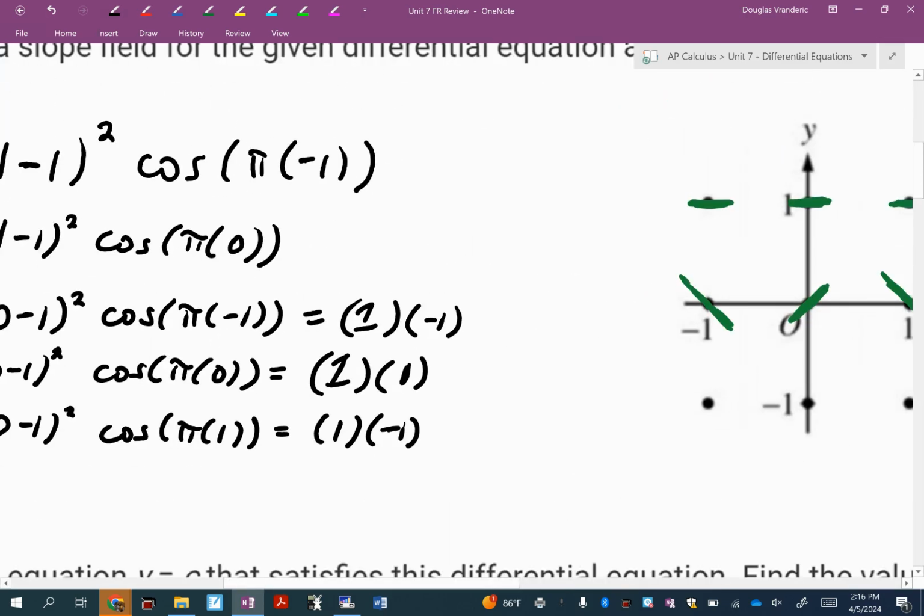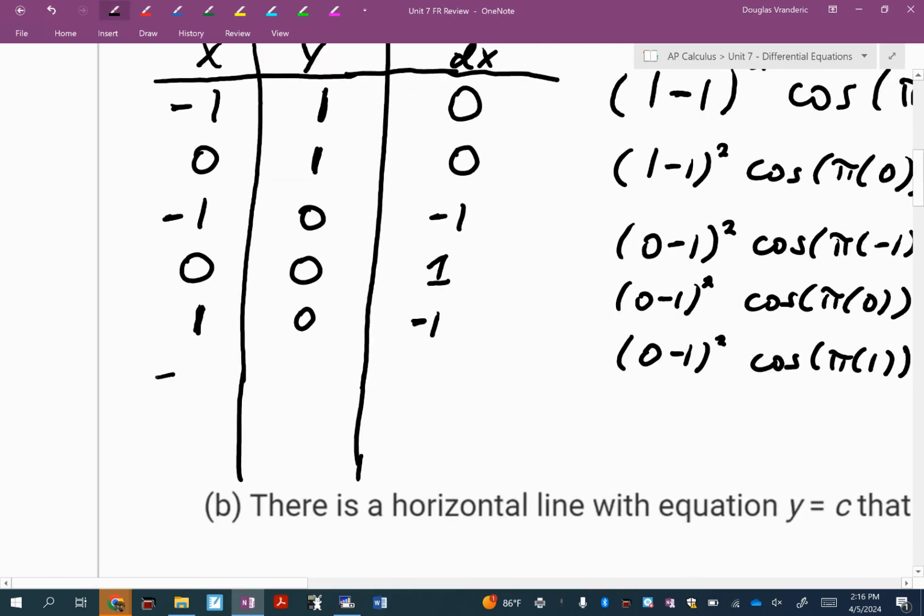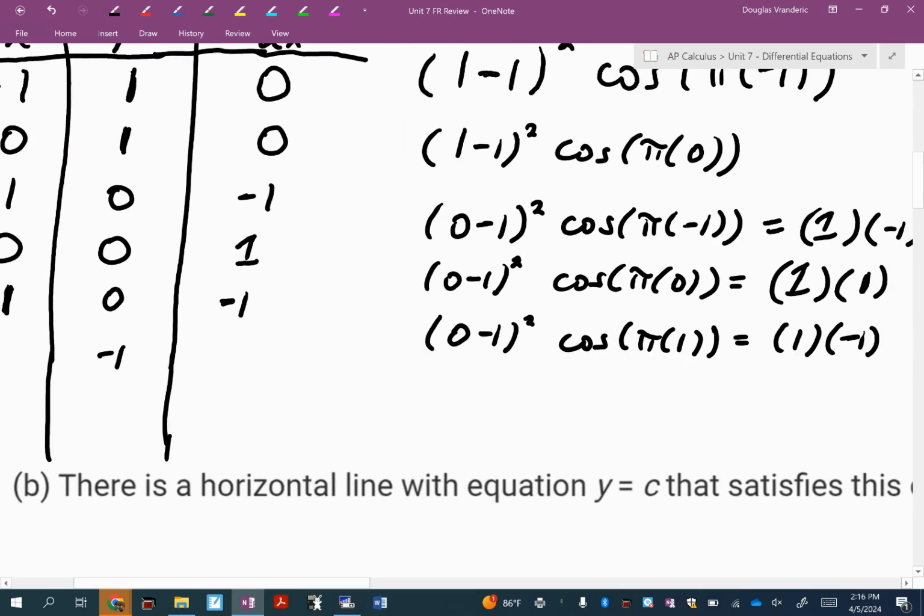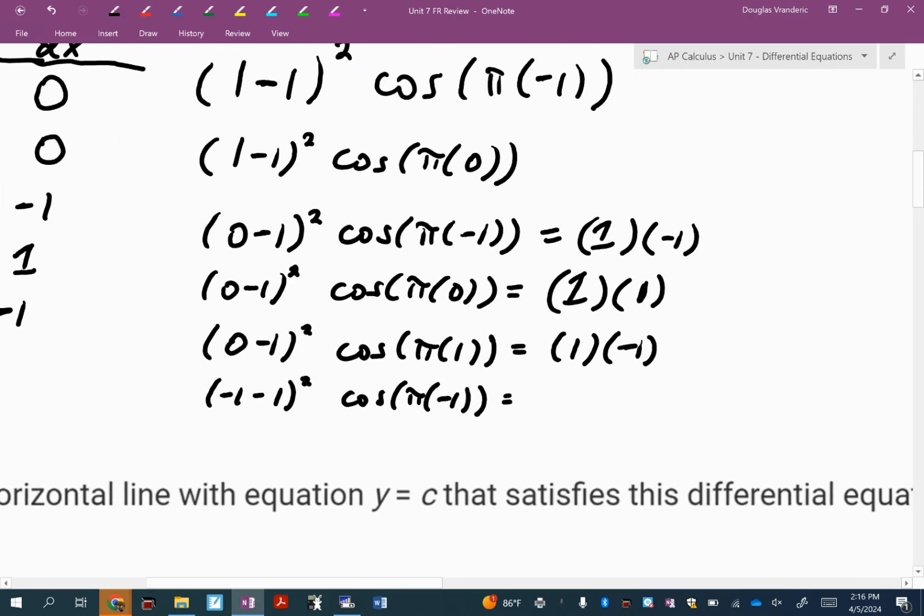All right, let's go to the last row. Negative 1, negative 1. So I have negative 1 minus 1 squared times the cosine of pi times negative 1. If you're showing your work here, sorry, Alan, I know you ran out of room, but have we already done the cosine of negative pi? We did that earlier, right? The cosine of negative pi I said was negative 1. So you can copy that down.